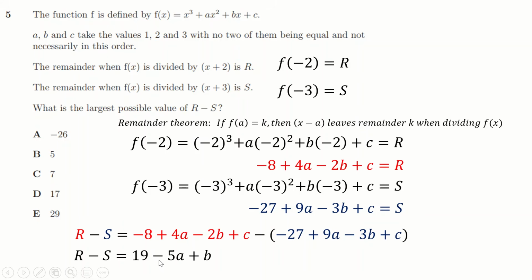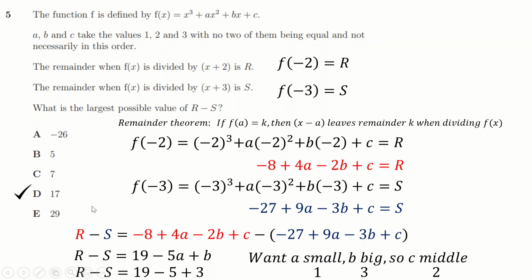And now I'm looking to make this as big as possible. So how do I make this as big as possible? Well, I want this here to be as small as possible, because I'm taking it away, and I want that to be as big as possible. It's completely unreliant on c, so I'll just throw c into the middle. But I want a to be small, because that way I'm taking away less. I want b to be big, and then c I'll just put in the middle. So a, well, the only choices I have are 1, 2, and 3 in this question. So I want a to be 1, b to be 3, and c to be 2. And when you do that, you put those in, you get the answer of 17.